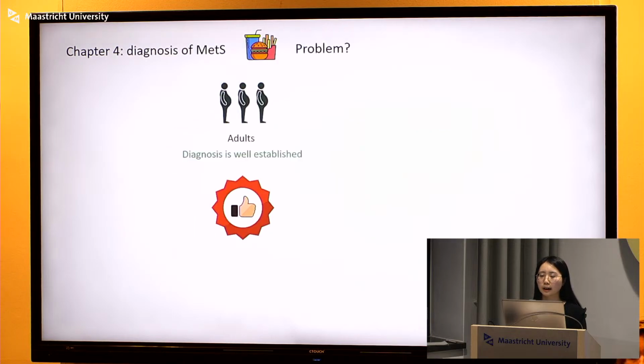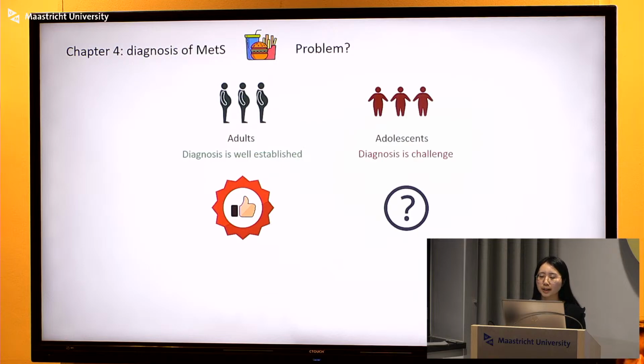So the next study I did was in the context of metabolic syndrome. While the diagnosis of metabolic syndrome is well established in adults, it is currently challenging in adolescents. This is due to the growth and hormone changes, which have an influence on the diagnostic parameters. Currently, it is known that lysosomal enzyme acid phosphatase is associated with metabolic syndrome in adults. However, there is no data currently available in adolescents.